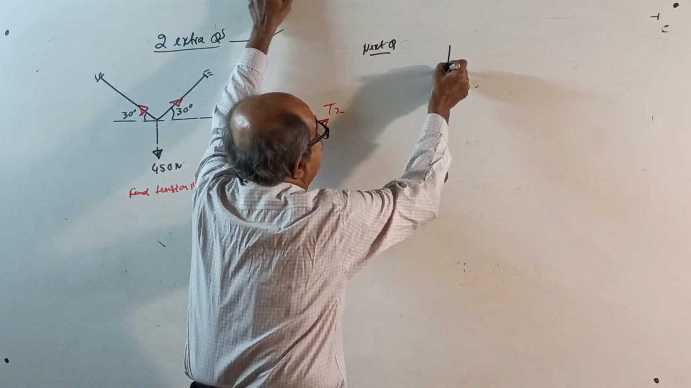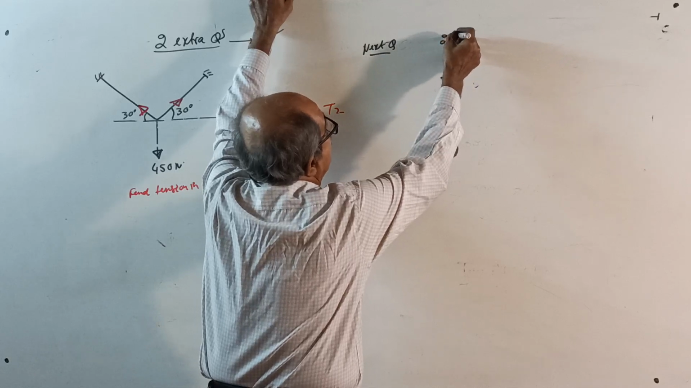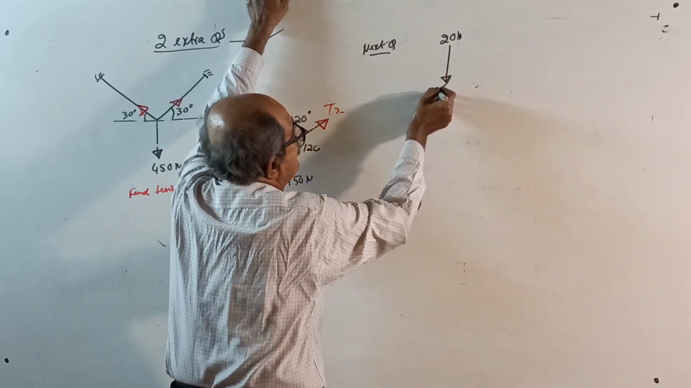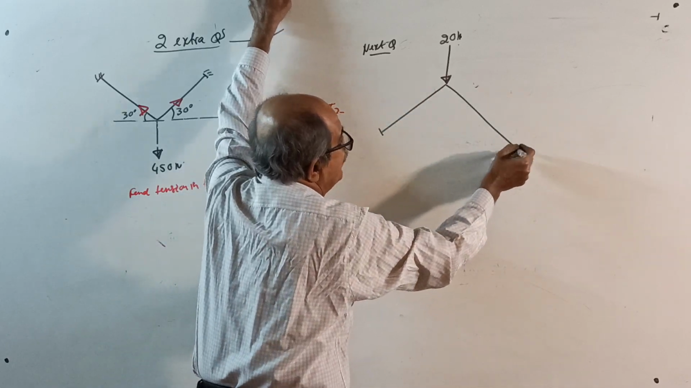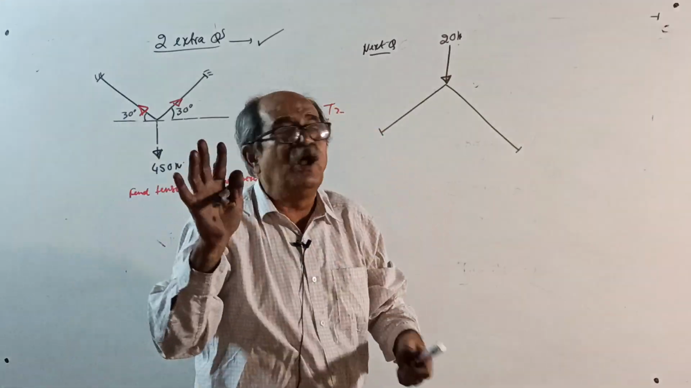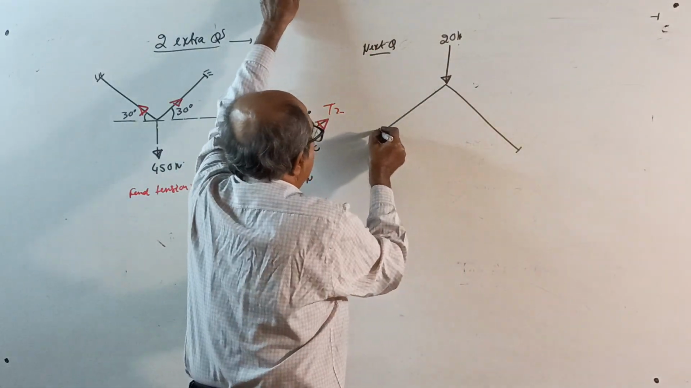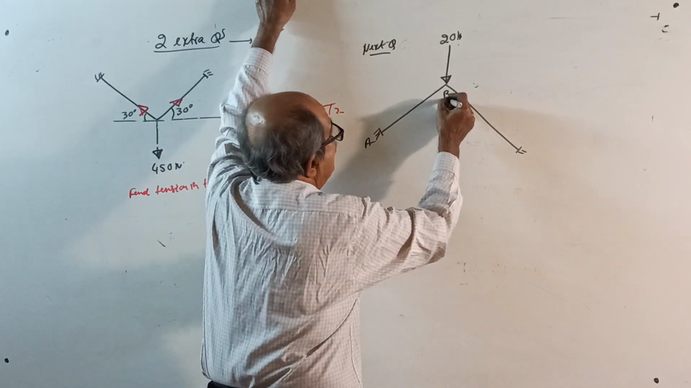A force is applied here. How much? 20 kilonewton. One member is supporting. Now it is not a cable. This way you cannot place a cable. You can suspend something by a cable. If you put it this way by cable, gone. Okay, now, this way. A, B, C.